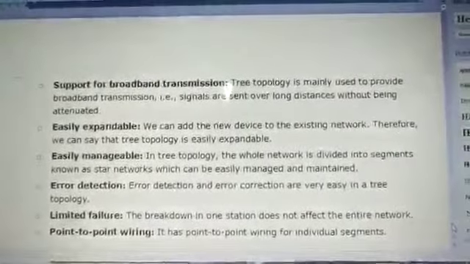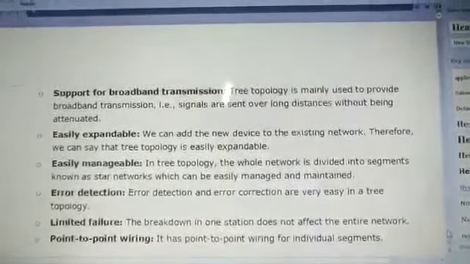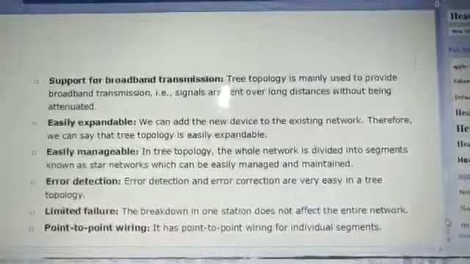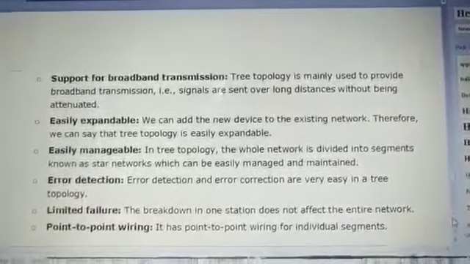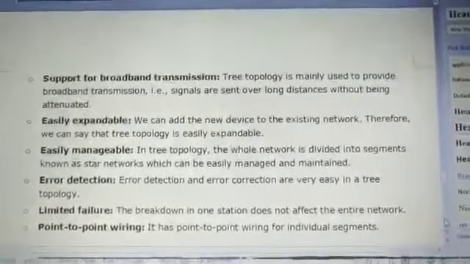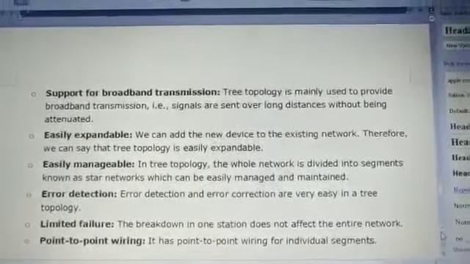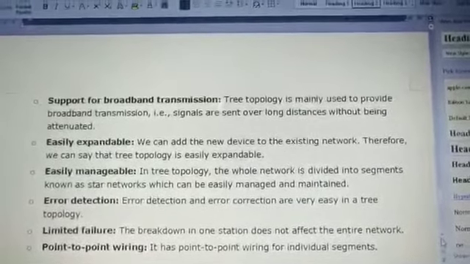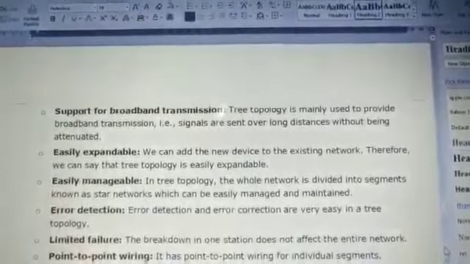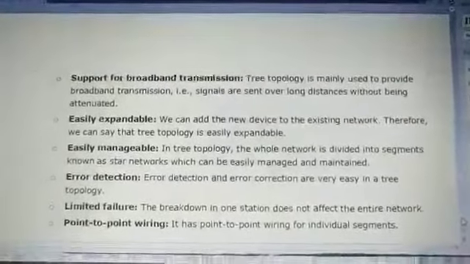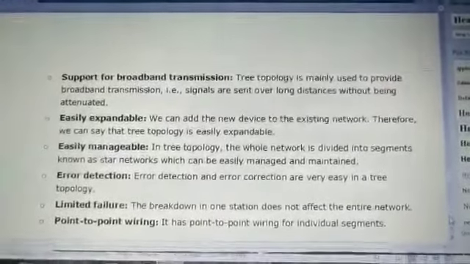Okay, next is error detection. Error detection and error correction are very easy in tree topology. Why is that true? Because in star topology it is easy. A point-to-point connection is there. The hub is connected with one single communication path to one node. So that's why over here also it becomes very easy.